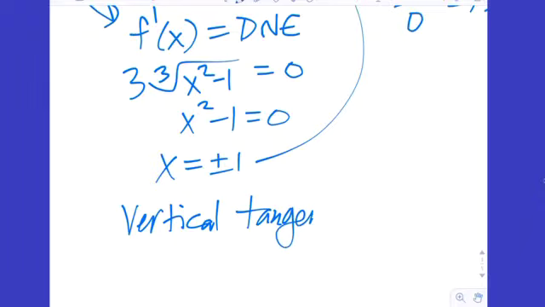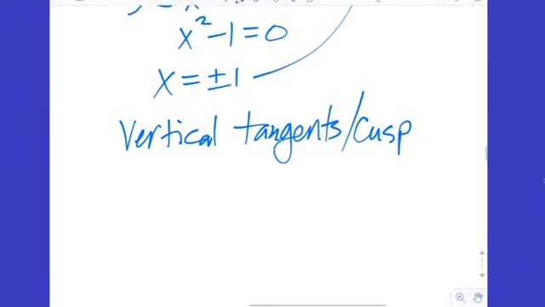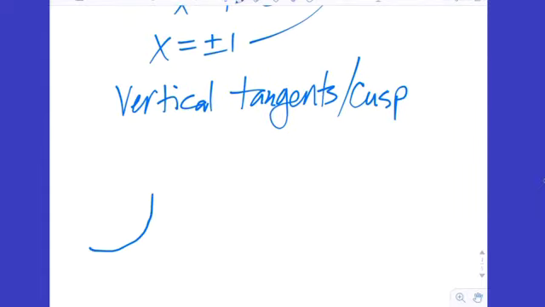Vertical tangent lines. Or cusps. Because remember, they can look something like this. It goes vertical there and then comes back out of it. Or it could do something like this. It goes vertical and then it comes back out of it like that. So either one of those. That's what's going on there.